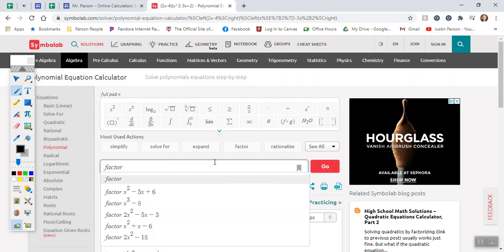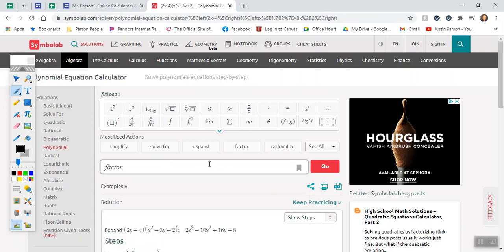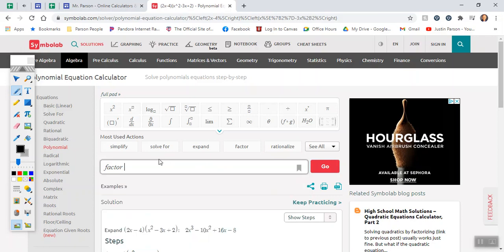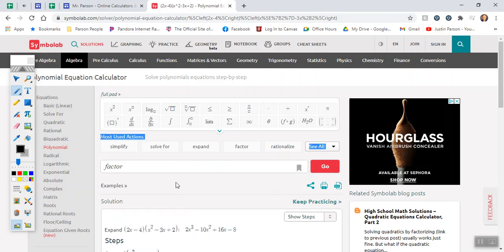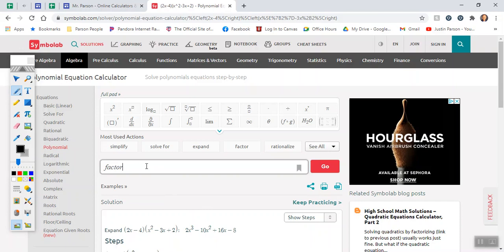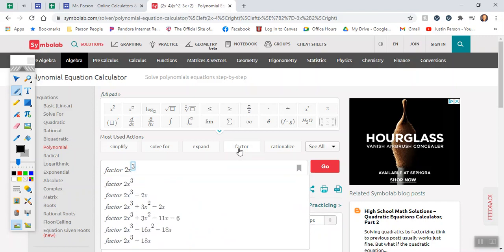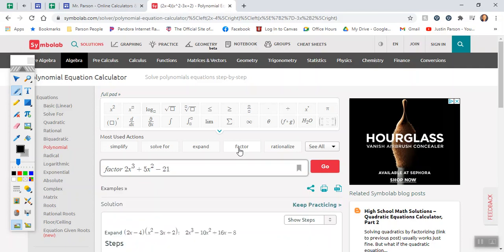Oh, I didn't want to do that. I've got to type this whole thing in again. Gosh darn it. Control Z. I tried that. So I'm going to click on factor here first. Okay, and then what was it? 2x to the third plus 5x minus 21x plus 6.